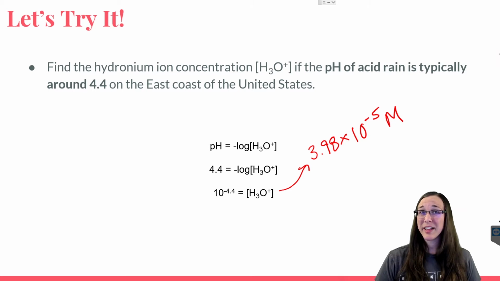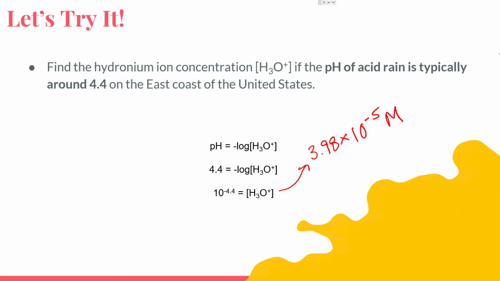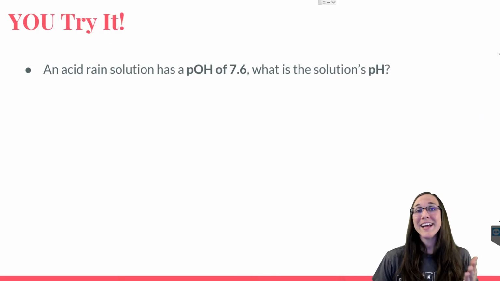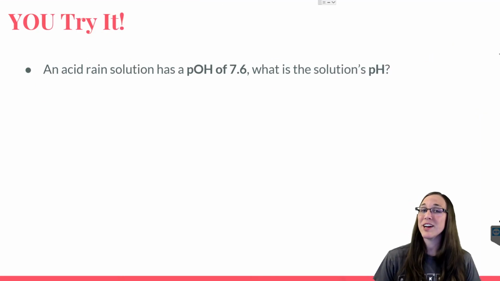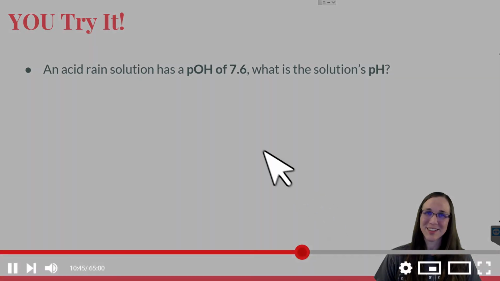Now that might not seem like a lot, but that's still enough to start dissolving statues from our history and to destroy wildlife, because it turns out that trees actually don't like being covered in acid in comparison to water. Go ahead and give this one a try. An acid rain solution had a pOH of 7.6. What was the solution's pH? Pause the video here to solve this question.